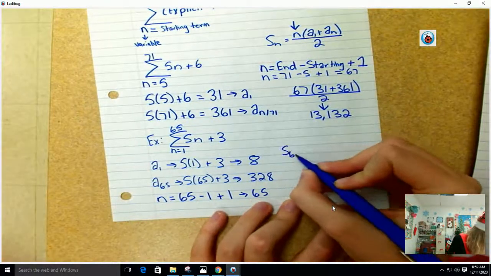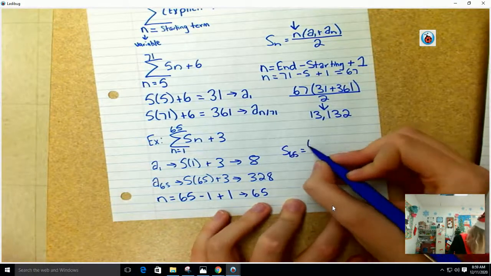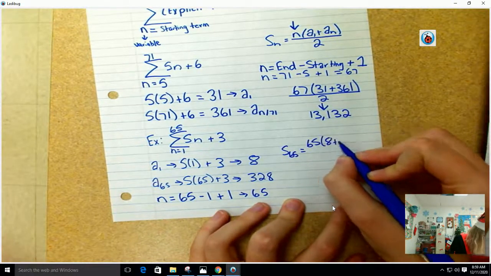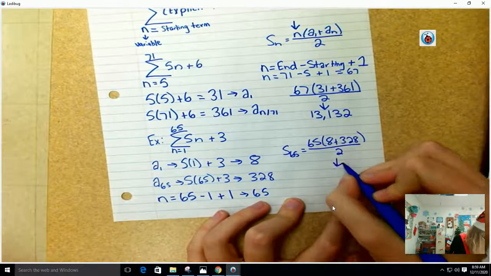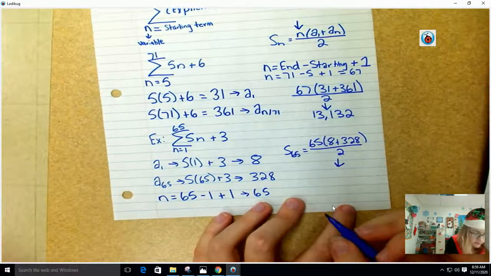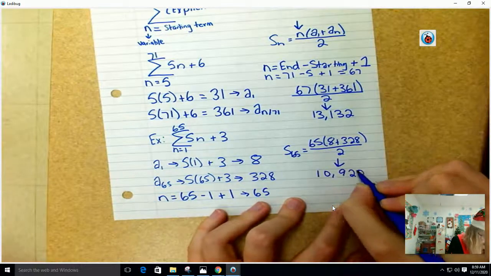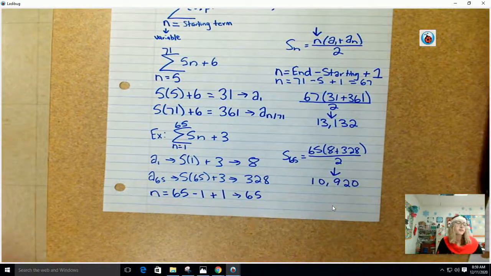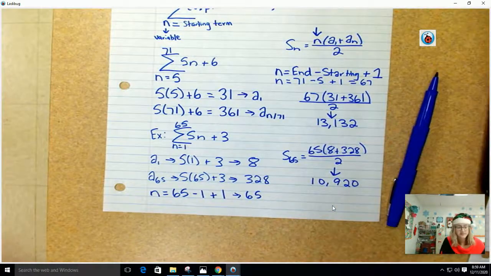So S sub 65 is going to equal 65 times 8 plus 328 over 2. You're going to plug that in your calculator, and the sum of those first 65 terms is going to be 10,920. You are going to get pretty big numbers when you're doing these. That doesn't mean you did it wrong. That's just kind of the nature of the beast.